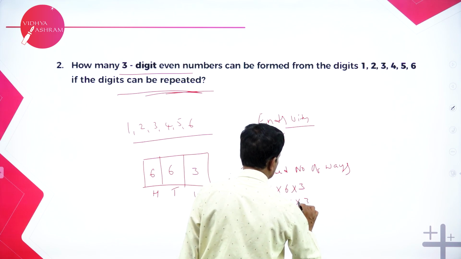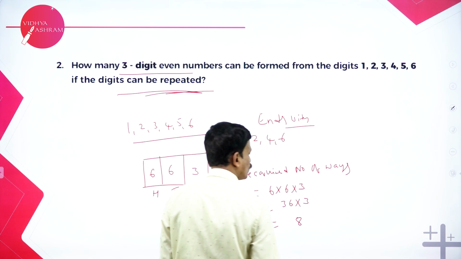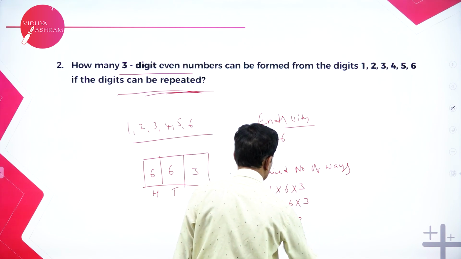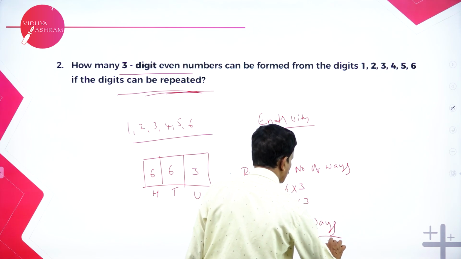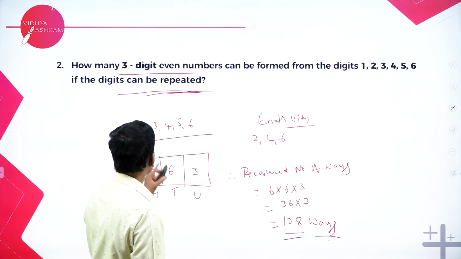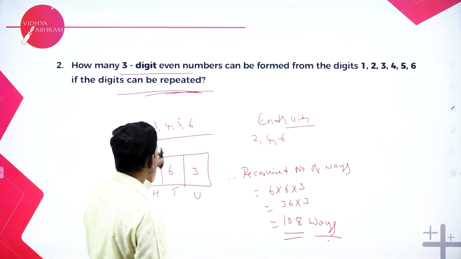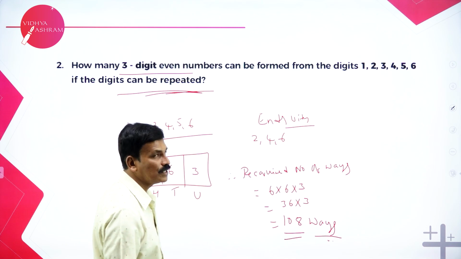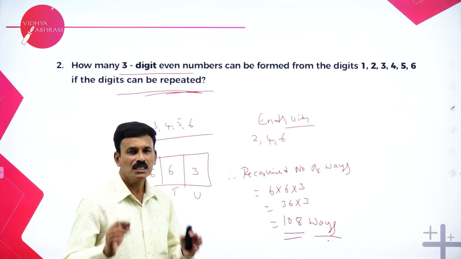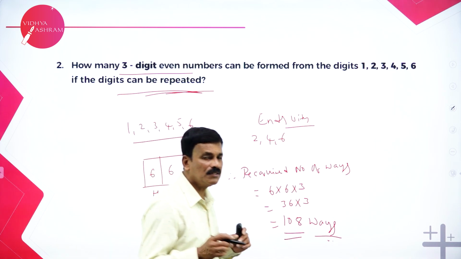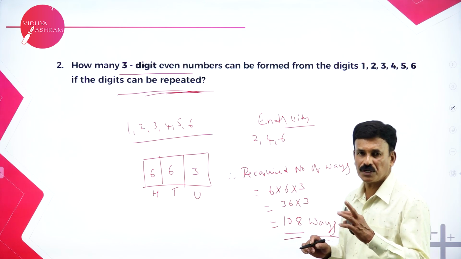6 6s are 36, 36 into 3. 6 3s are 18, 3 3s are 9 plus 1 is 10, so 108 ways. So in 108 ways we can fill the digits 1, 2, 3, 4, 5, 6 to get a 3-digit even number. That's it, this is how we are going to solve this problem. Very simple.